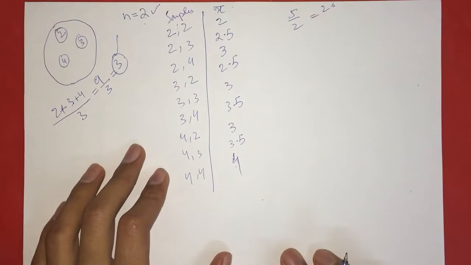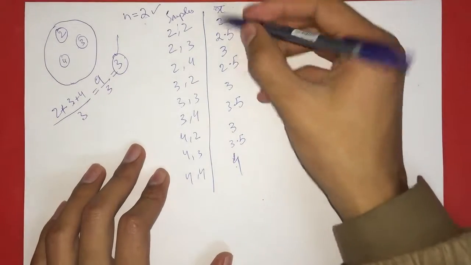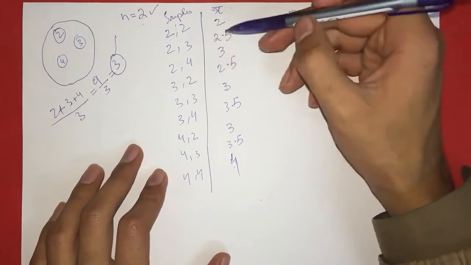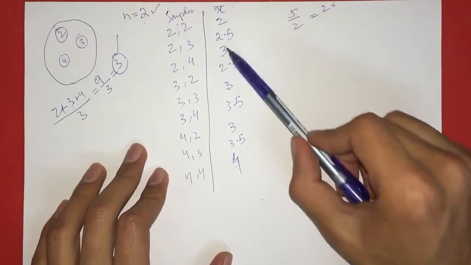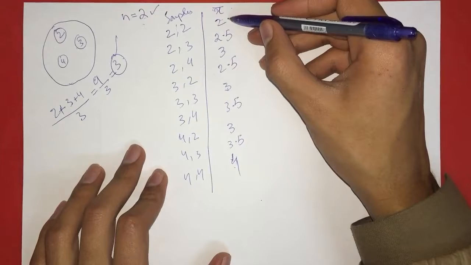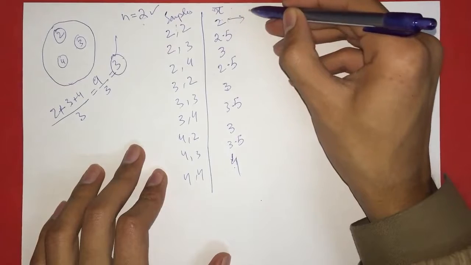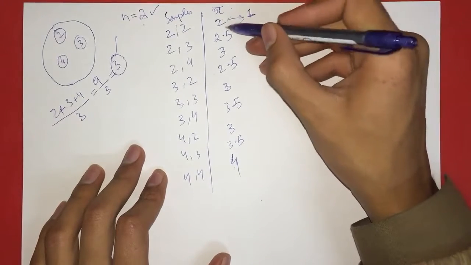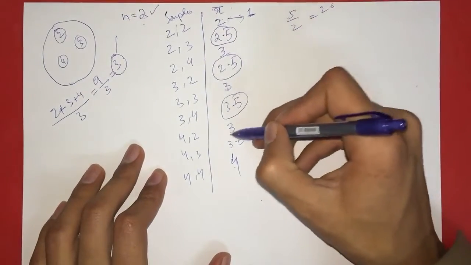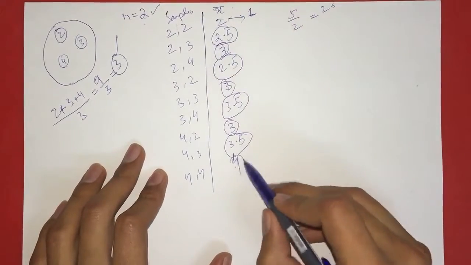So if you want to find the sampling distribution of your sample mean, what that means is you're going to find the frequency of how many times a certain sample mean is repeated. So here we have 2, which is repeated just once. We have 2.5 repeated 2 times. We have 3.5 repeated 2 times, we have 3 repeated 3 times, and we have 4 repeated 1 time.